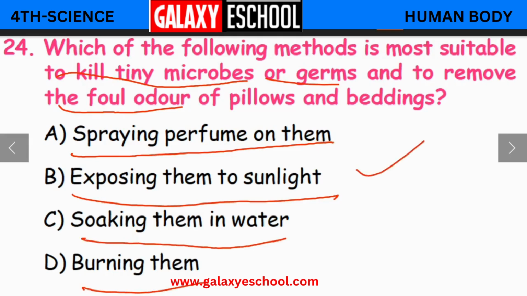So you might have observed, when there is hot sun, children, sometimes our mothers put the beds, pillows or very thick clothes in the sun. Even thick bed sheets. Why? Because of the sun rays, if there are any tiny germs, they are going to be killed. And if there is a smell, even that is going to vanish. So this is the best method to protect our things from these germs. Clear, children? Exposing them to sunlight.